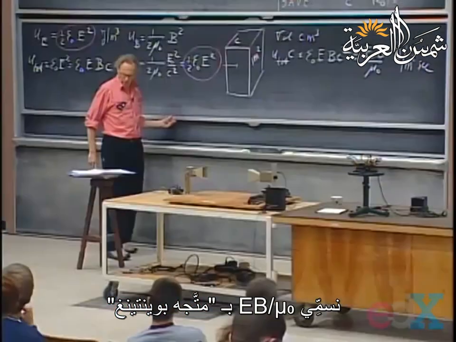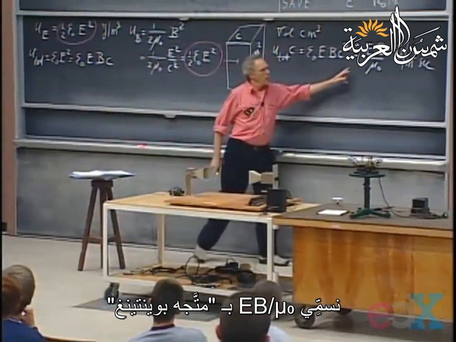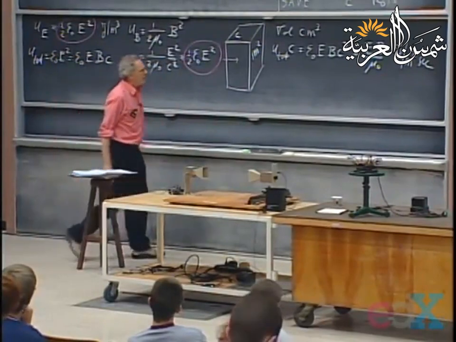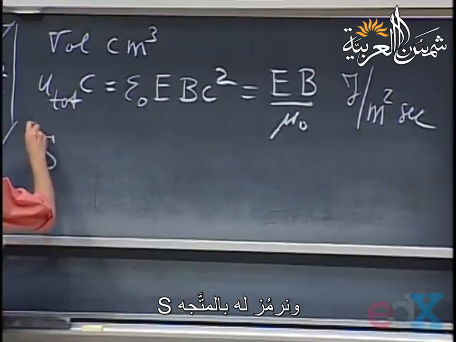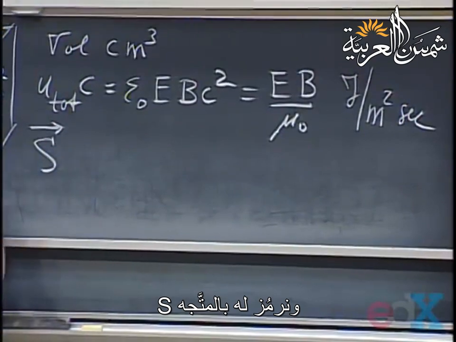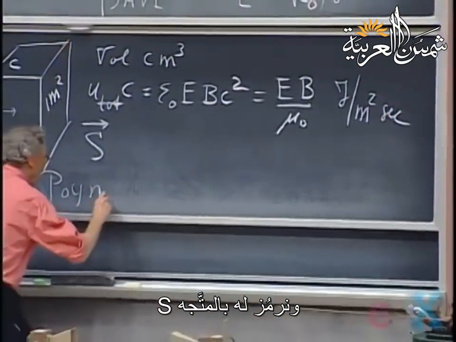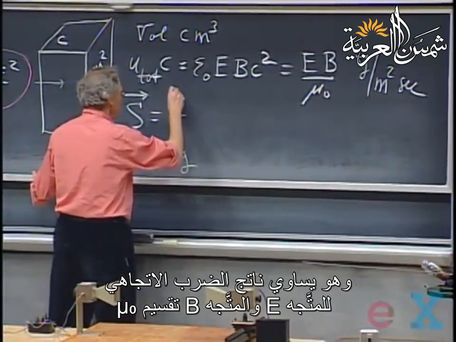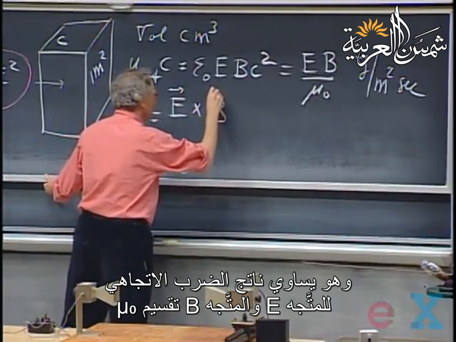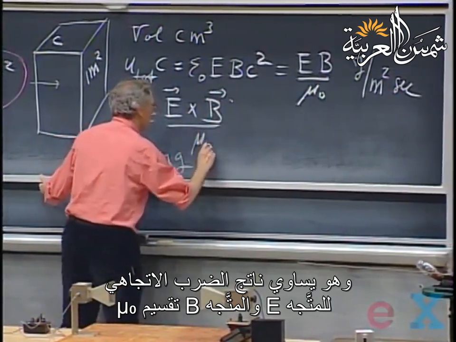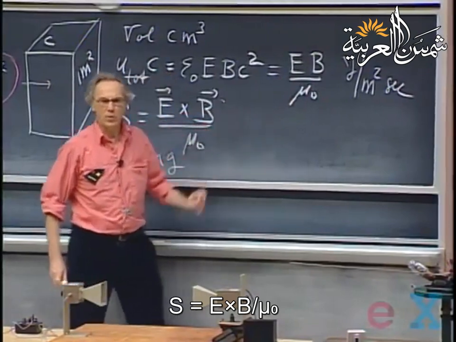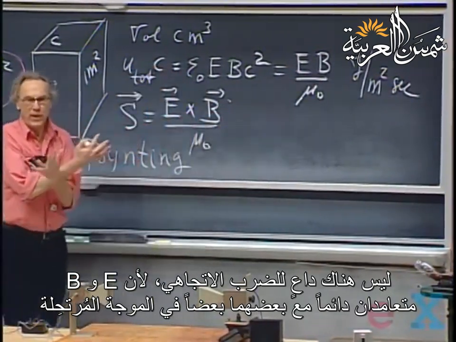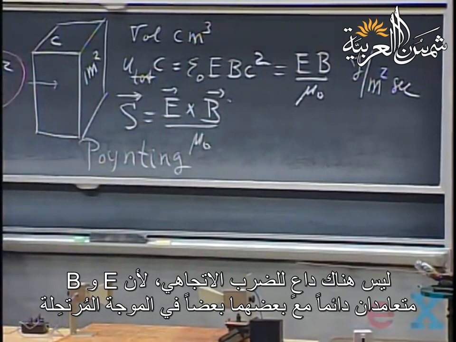We call this the Poynting vector. And we write it in general as a vector. We write it S with a vector, and it is called the Poynting vector with a y. And we write that as E cross B divided by mu 0. EB divided by mu 0. You don't need the cross really, because E and B are always perpendicular to each other in a traveling wave.